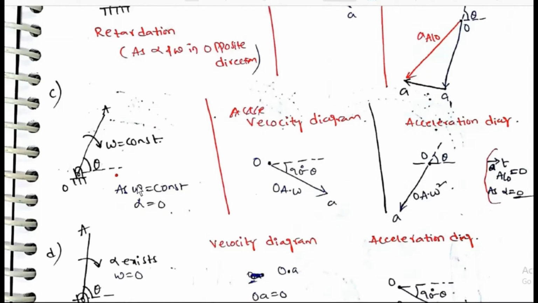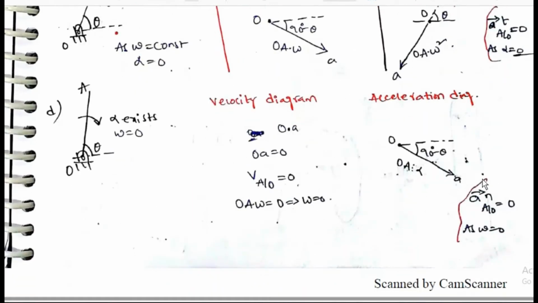Omega is equal to constant. As omega is equal to constant, alpha is equal to 0. Velocity diagram: omega is in this direction, so perpendicular to it, OA omega. Acceleration diagram: there won't be any component perpendicular to this, only the radial component, OA omega square inside. So the angle of AT by O is equal to 0, as alpha is equal to 0.